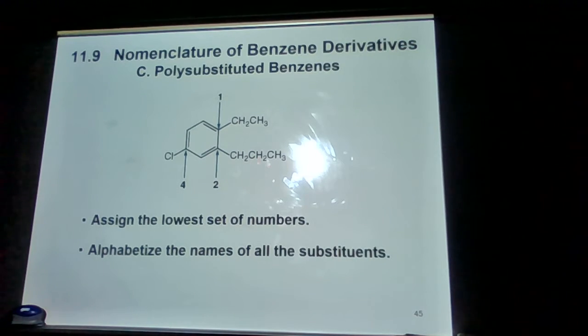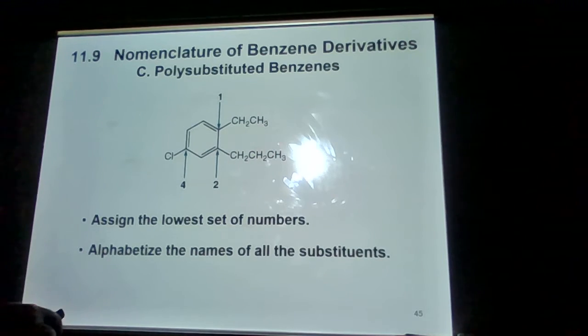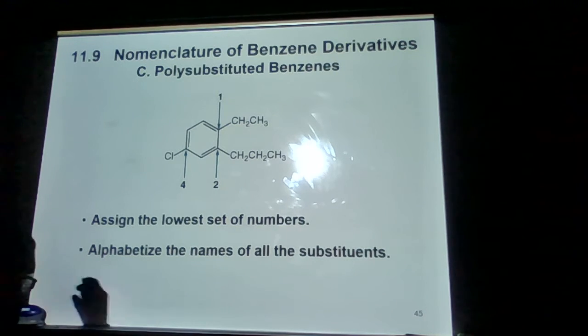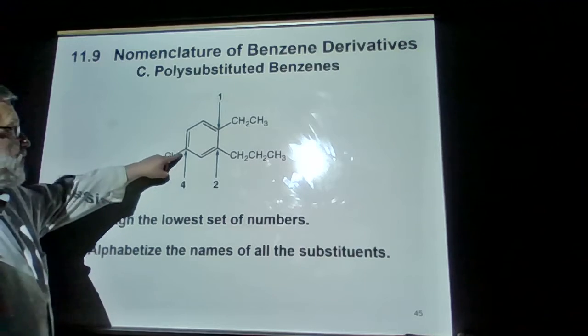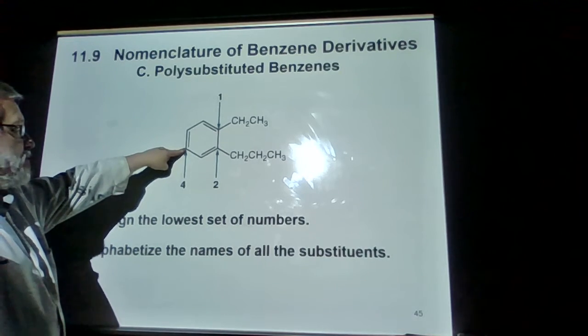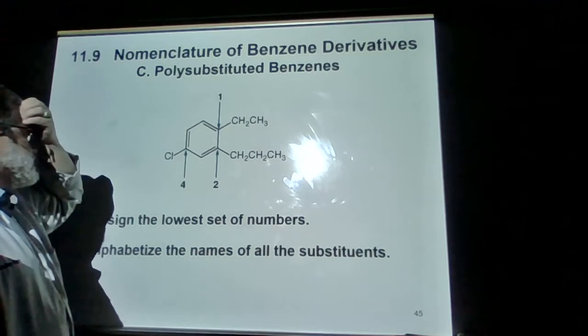Here we have this 6-membered ring. We have an ethyl group here, we have a propyl group here, and a chloro group there. None of these have an existing name that comes from antiquity. Therefore, we number around the circle such that the numbering sequence gives us the lowest numbers possible. So let's say if we start with 1 here, we go 1, 2, 3, 4. That's a 1, 3, 4.